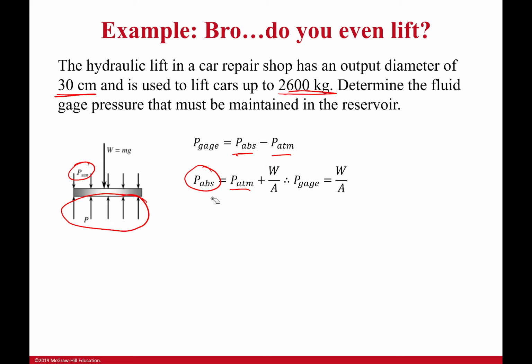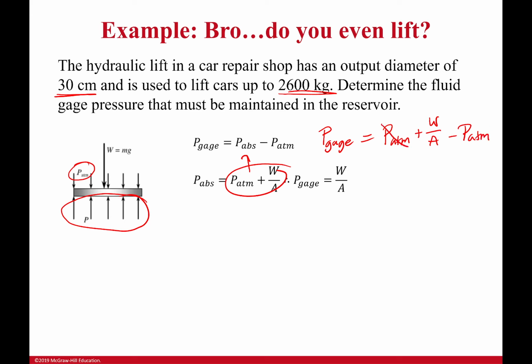Now, if you're not quite sure where that came from, let me just go ahead and make it incredibly straightforward. So my gauge pressure right here, I'm going to plug this in here. We're going to see what happens. So P gauge is equal to P atmospheric plus weight over area minus P atmospheric. There we go. These two cancel. That's what I'm left with. So that's how I get to this equation right here.